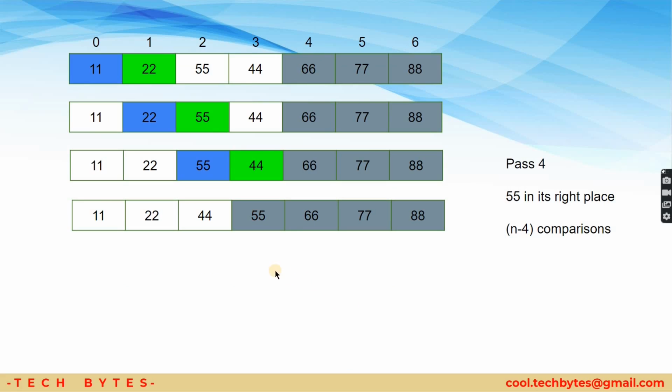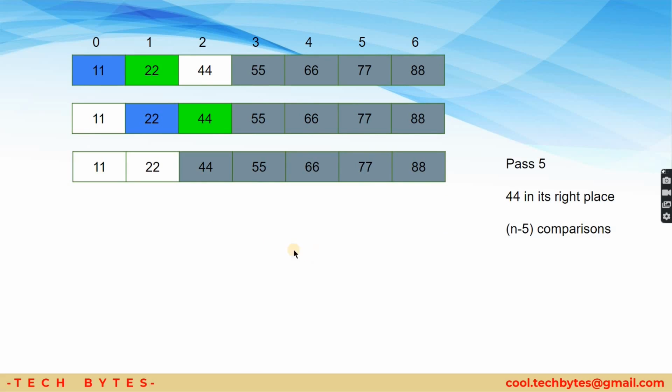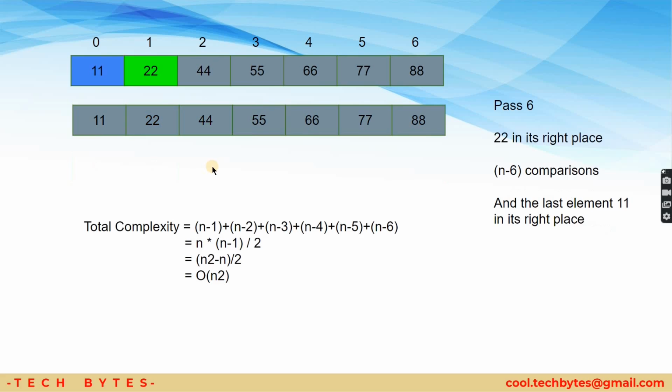Then the same pattern will continue. This time the sorting will start from 0 till the third position. 11 compared with 22, no swap required. 22 compared with 55, no swap required. 55 and 44, swap required, yes. So by the end of pass 4, 55 is at its right place. Then in pass 5, if you keep repeating the steps, 44 will be at its right place. Then in the last pass, you'll see all the elements in their right places.